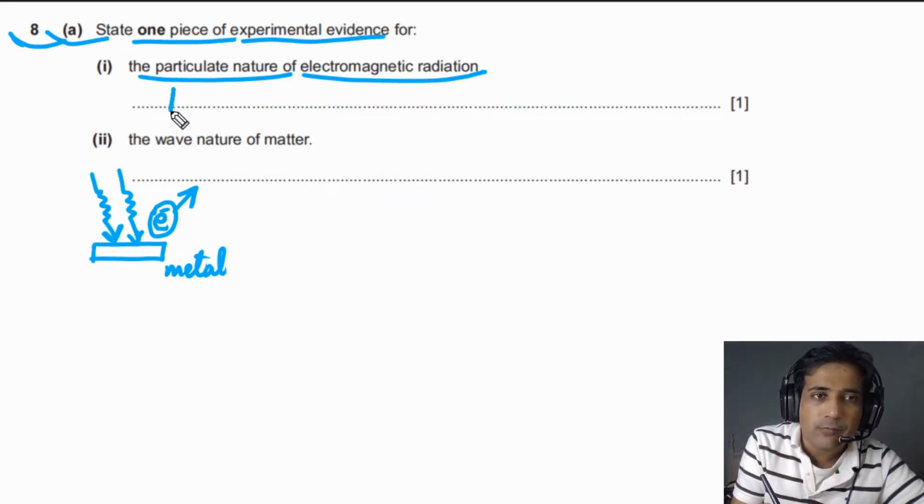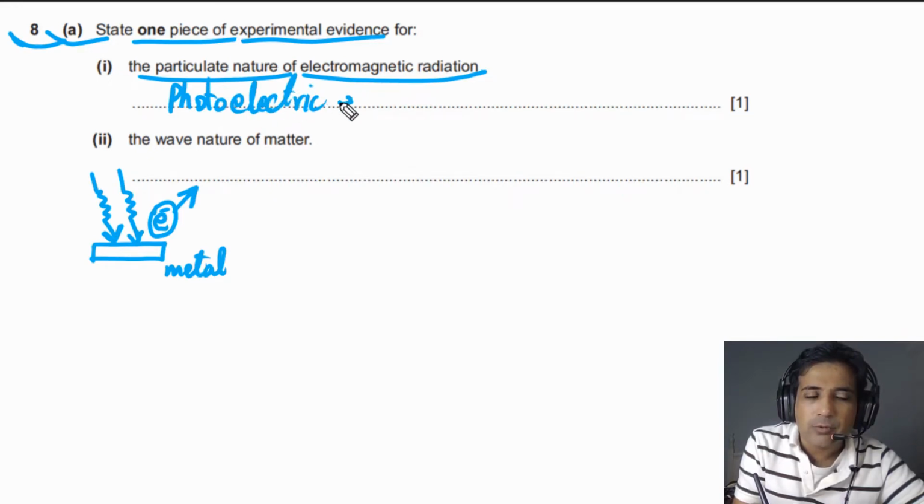So the evidence for the particulate nature of electromagnetic radiation is the photoelectric effect. So simply for the answer of this question, we can write down photoelectric effect. This question has only 1 mark. If you have written photoelectric effect, you will get 1 mark, and this is a B mark.